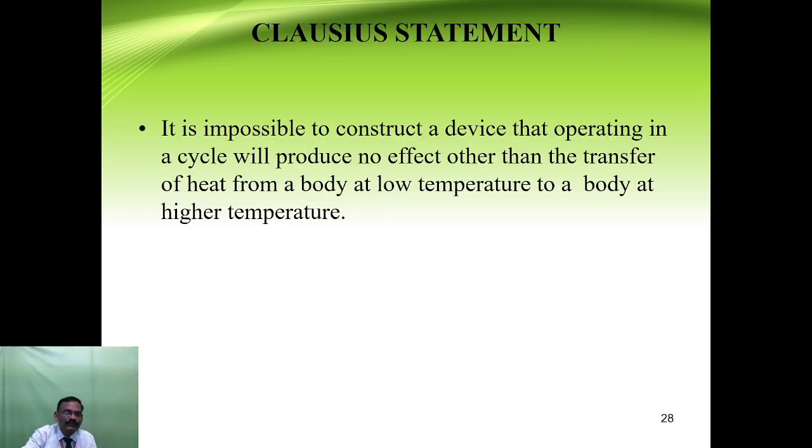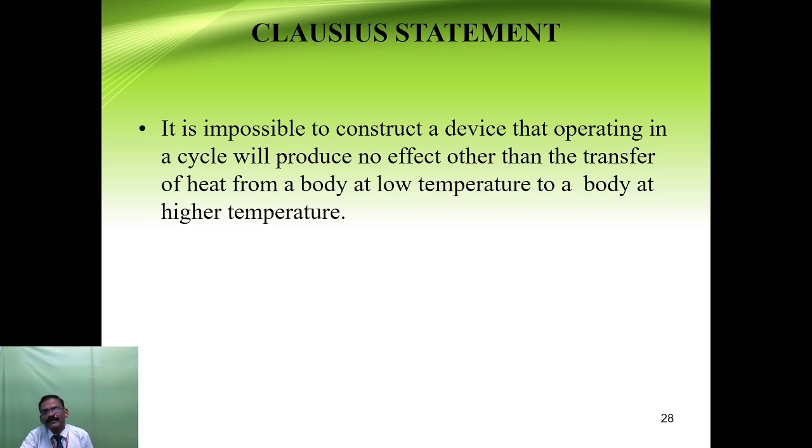Now we see the Clausius statement. In the second law there are two statements: one is the Kelvin-Planck statement, another is the Clausius statement. The Clausius statement says that it is impossible to conceive a device that, operating in a cycle, will produce no effect other than the transfer of heat from a body at lower temperature to a body at higher temperature. So this is the Clausius statement.